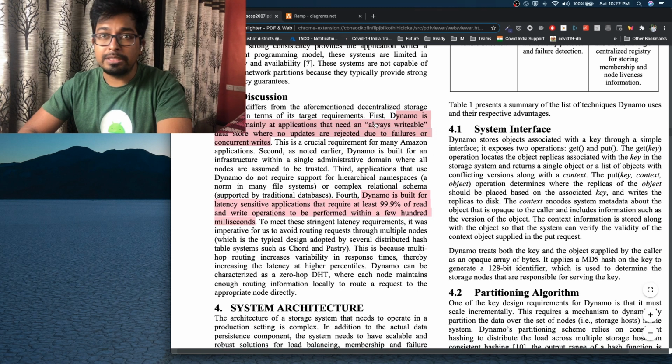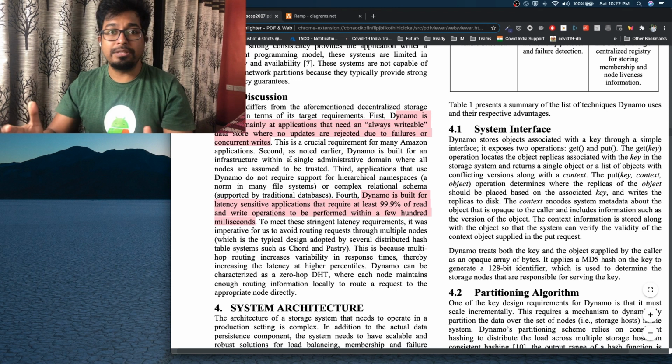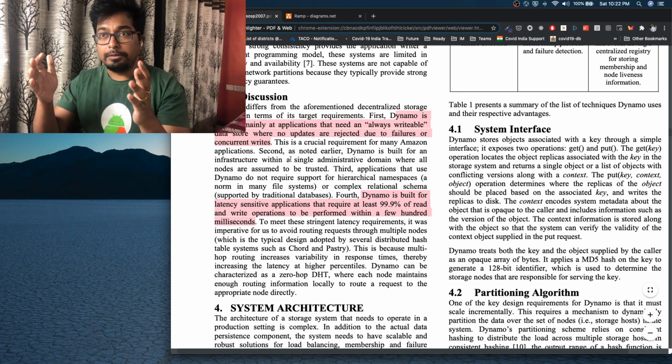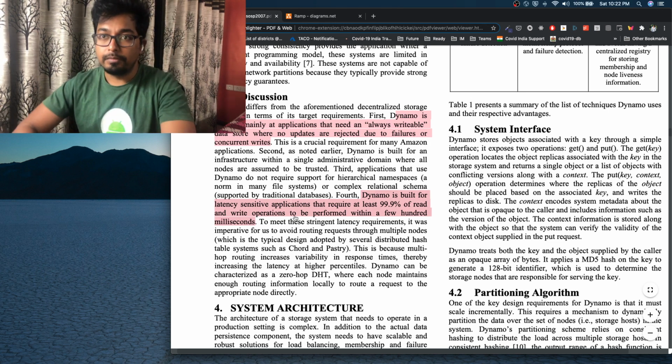So Dynamo is targeted mainly at applications that need an always writable data store where no updates are rejected due to failures or concurrent writes. This is an AP system. Just look at my previous video if you don't remember what an AP system is. This is a system that prioritizes availability over consistency.